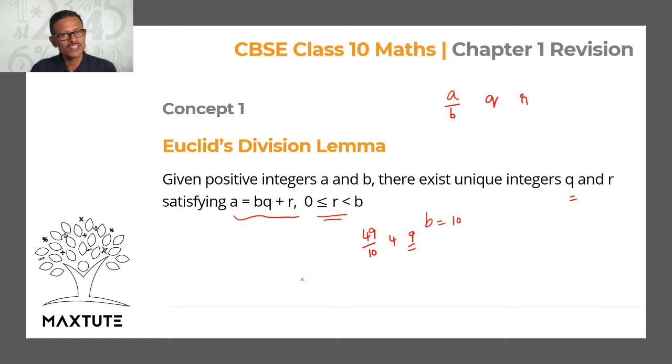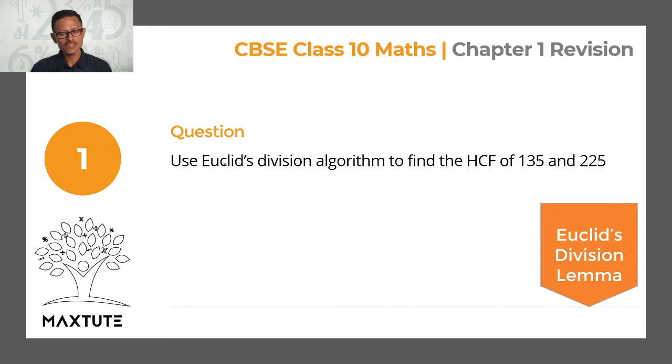How is this concept actually tested when it comes to the CBSE examinations? They use this division lemma to basically find out the HCF of numbers. So let's take a very simple example and run through that. The questions have explicitly stated that you can find the HCF using prime factorization too. There have been years where they've explicitly stated use Euclid's division algorithm to find the HCF of 135 and 225.